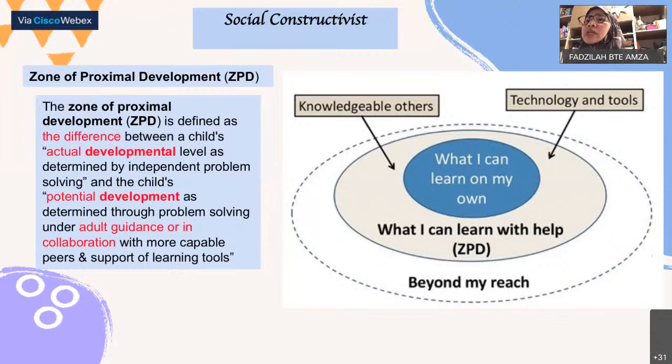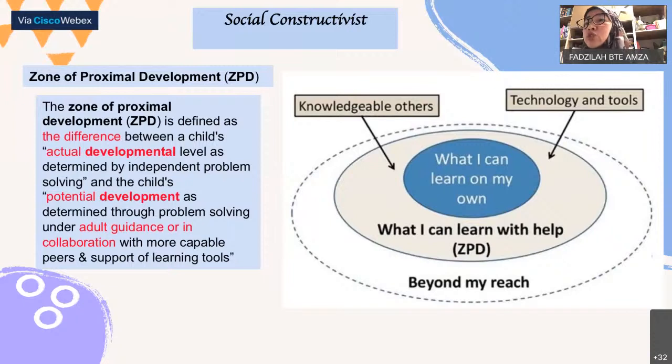That's because my own experience didn't help me to make more reasoning towards the text. So I need guidance from other people. That's what it means by ZPD. The ZPD is the potential development that the student can achieve through adult guidance, in collaboration with more capable peers, and support of learning tools.